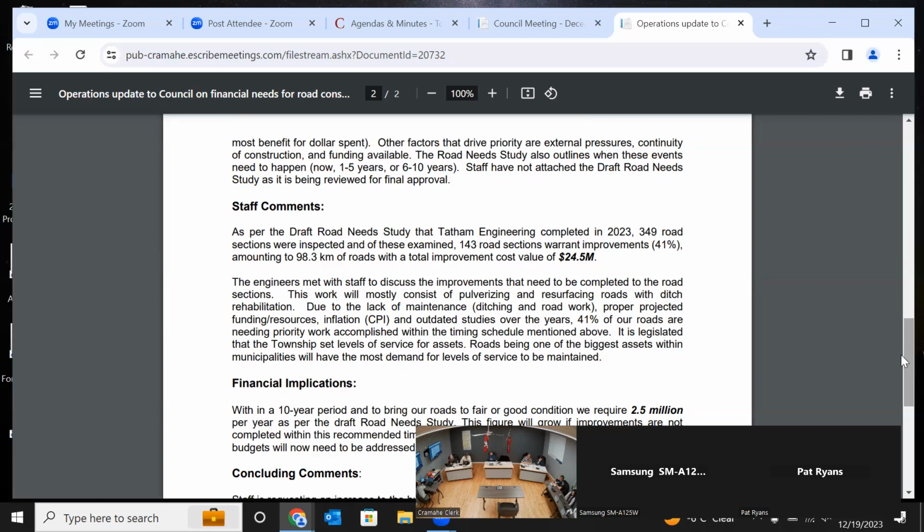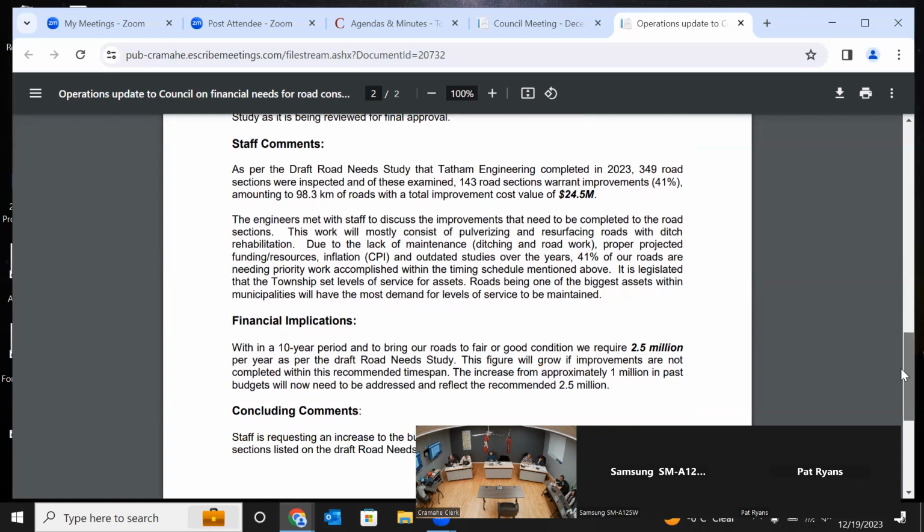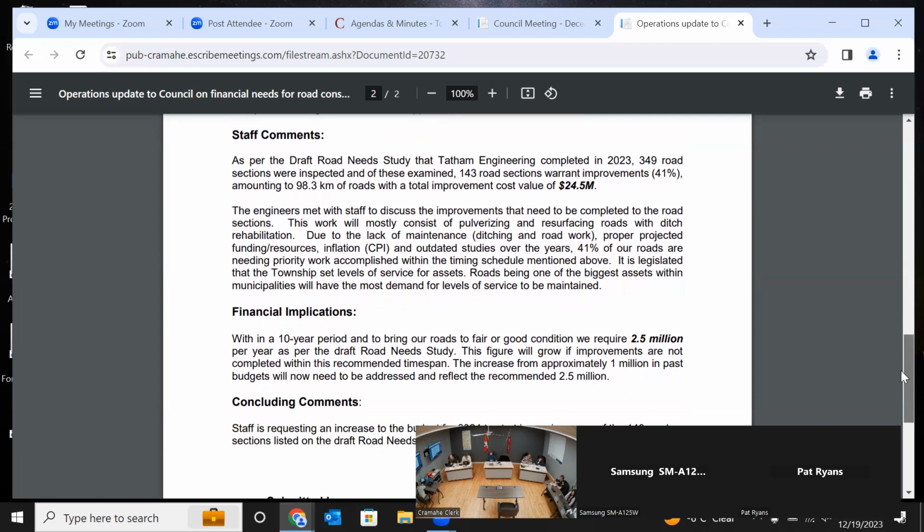As per the draft road needs study that Tatum Engineering completed in 2023, 349 road sections were inspected, and of these examined, 143 road sections warrant improvements, 41%, amounting to 98.3 kilometers of roads with a total improvement value of 24.5 million. The engineers met with staff to discuss the improvements that need to be completed to the road sections. This work will mostly consist of pulverizing and resurfacing roads with ditch rehabilitation. Due to the lack of maintenance, ditching and road work, proper projected funding resources, inflation, and outdated studies over the years, 41% of our roads are needing priority work accomplished within the timing schedule mentioned above.